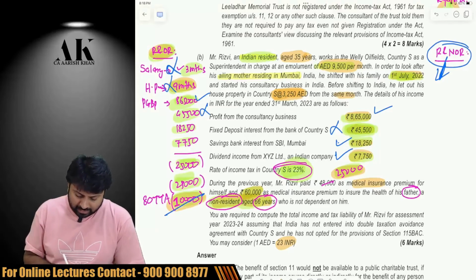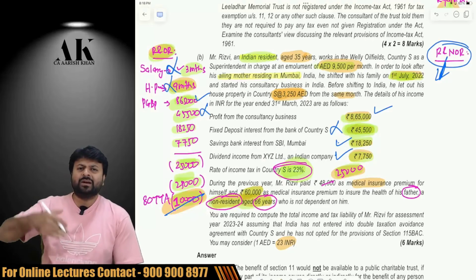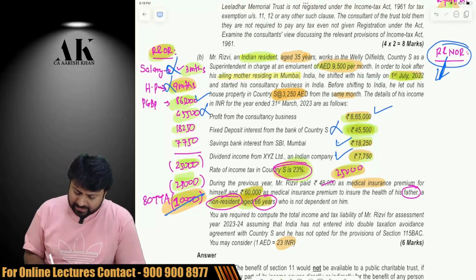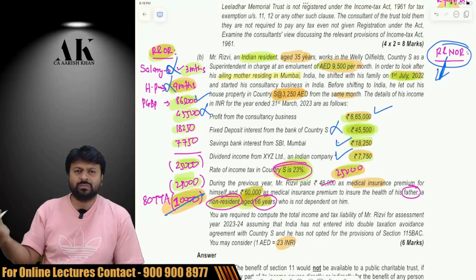After doing that, he will also take deduction of 80TTA, 10,000 rupees, and then he will compute the average tax rate in India, and then compare it with the average tax rate of the foreign country. Whichever is lower, that much will be allowed as relief.